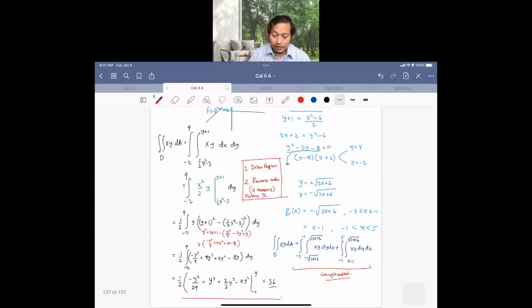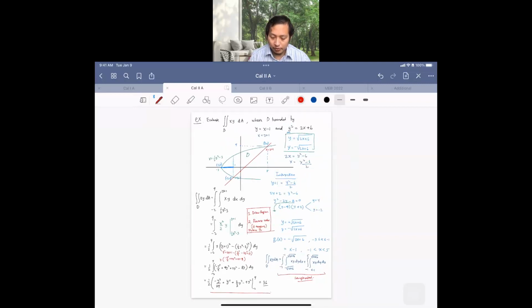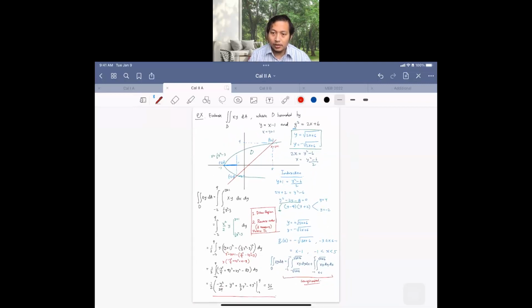Okay, I will move to the next page. I hope you finish this part, and if not, then you can take a screenshot for a while. Okay, I will move to the next part.